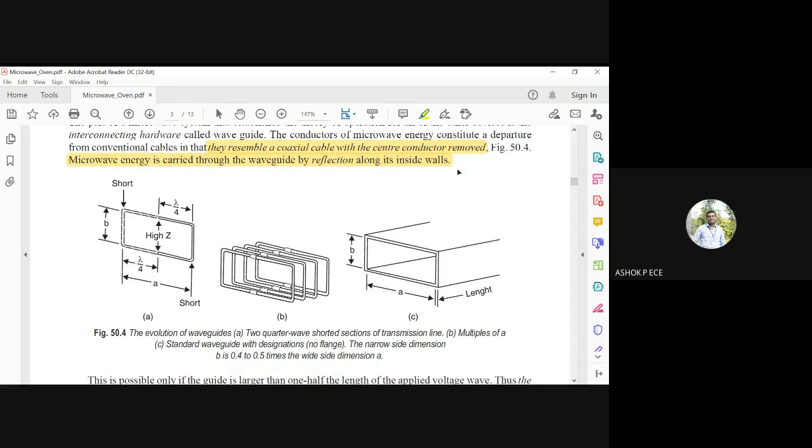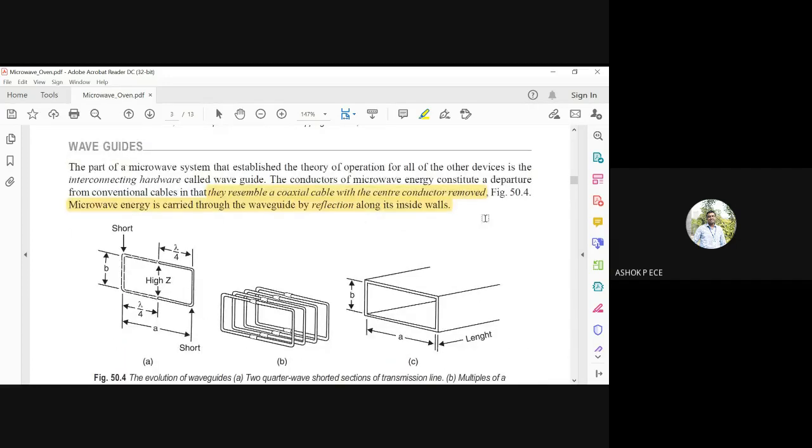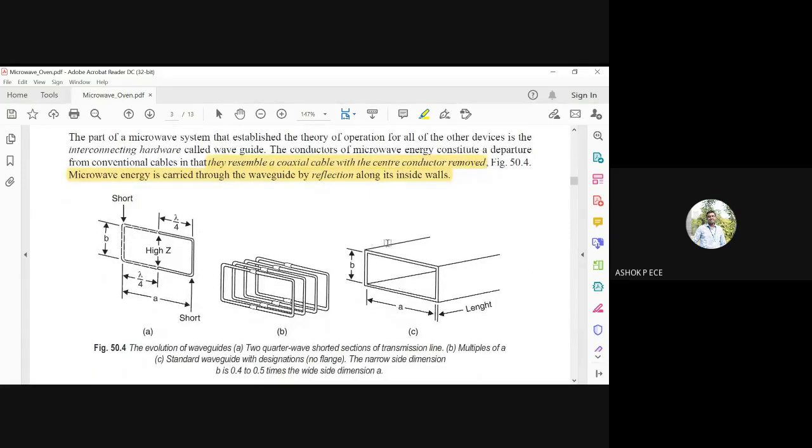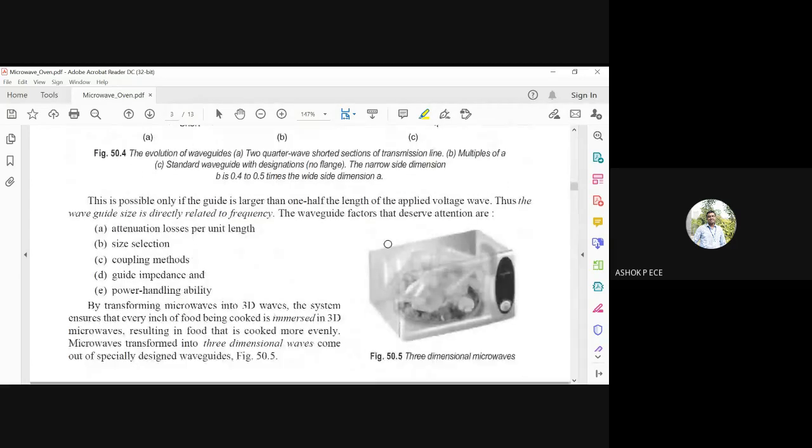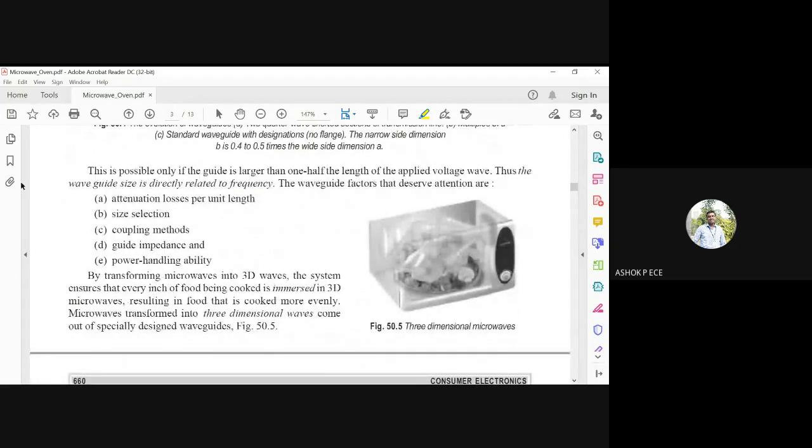And we will not go in depth into the construction and other things of the waveguide because it is purely electronics theory. So I don't want to concentrate on it because we just need to understand how the microwave oven is going to work. Okay, so this is possible.